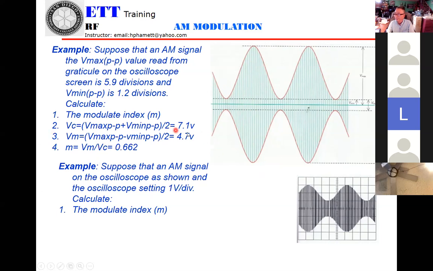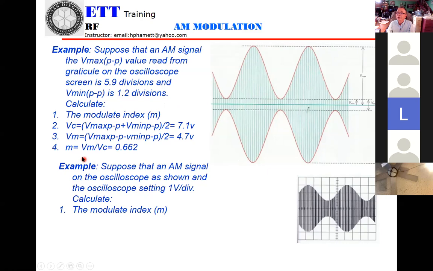That will be a lower. Okay? And now, they say suppose an AM signal, the V max peak to peak value read from the reticule on the oscilloscope is 5.9 division and V minimum is 1.2 division. That means they're telling you from here to here 5.9 division, and from here to here 1.2 division.